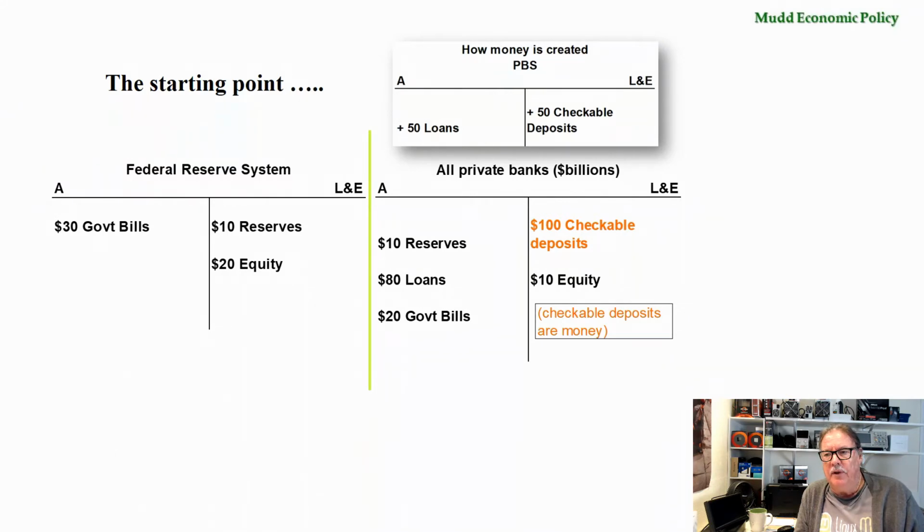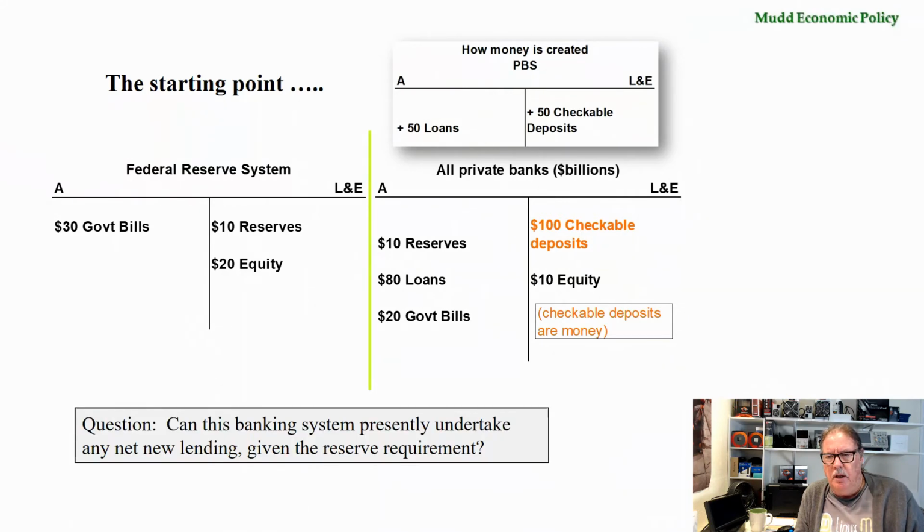Now, let's ask a question here. Can this banking system presently undertake any new net lending given the reserve requirement? I'm going to let you look at this for a second and see if you can answer it before I do. We have a reserve requirement of 10%.